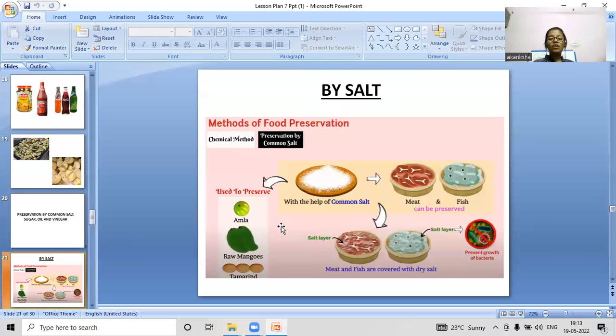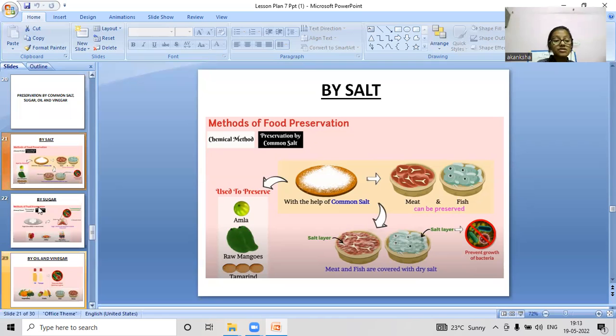By salt, what all things does salt help in preserving? Meat and fish can be preserved with the help of salt. We cover the meat and fish with dry salt, right? And where else are we using salt in preservation? We are using it for amla, raw mangoes, and tamarind. So this was all about how salt can be used as a preservative.